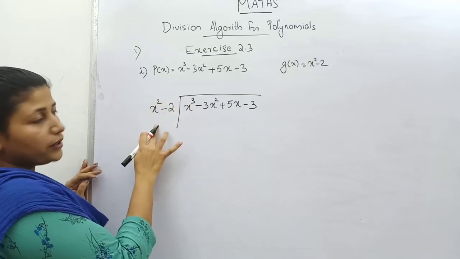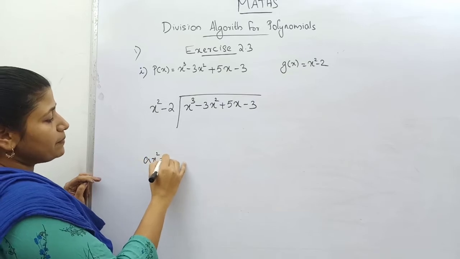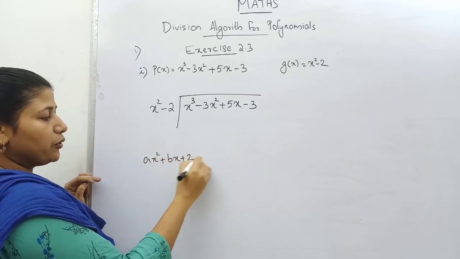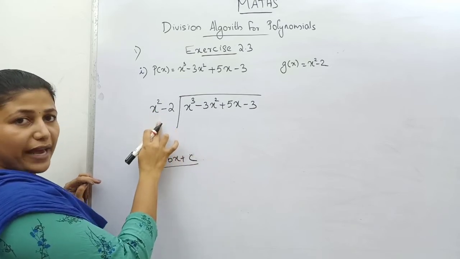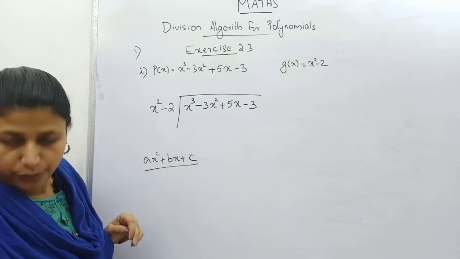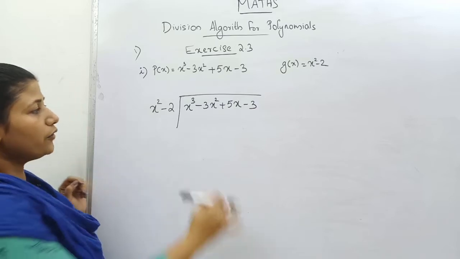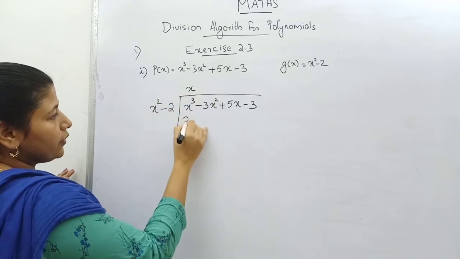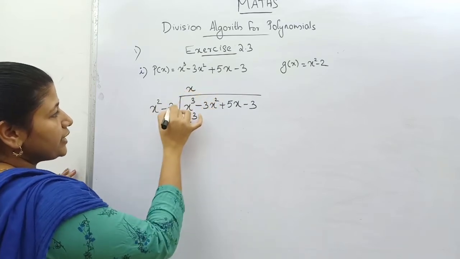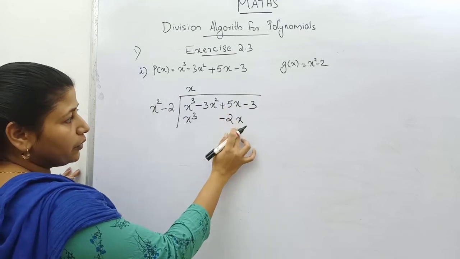Please listen, this is not in standard form. That means ax^2 + bx + c is the standard form of a quadratic polynomial that we have studied. But here the term of x is missing. We want to be very careful about that. So we need here x^3. Only x^2 is there, so multiply with x. x into x^2 is x^3. x into minus 2 is minus 2x. I am writing here just below the term of x.